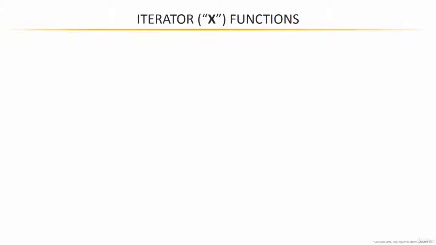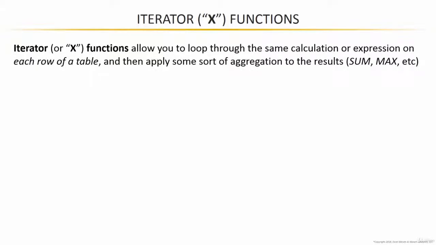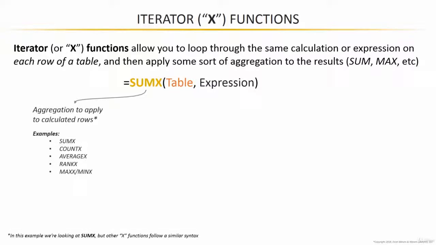Next up, I want to take a quick look at iterator functions, otherwise known as X functions, in DAX. In a nutshell, what these iterators do is they loop through a given calculation or expression for each row of a table and then apply some sort of aggregation to the results. Here's an example of what a SUMX function looks like. In this particular case, the aggregation mode is a sum, but the same syntax applies to other X functions like COUNTX, AVERAGEX, RANKX, etc.